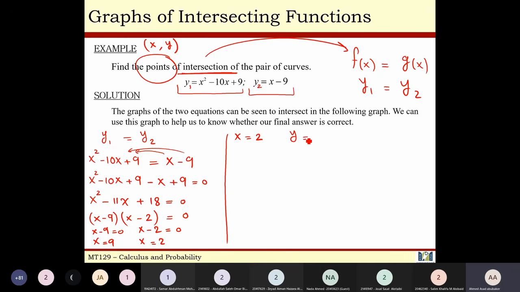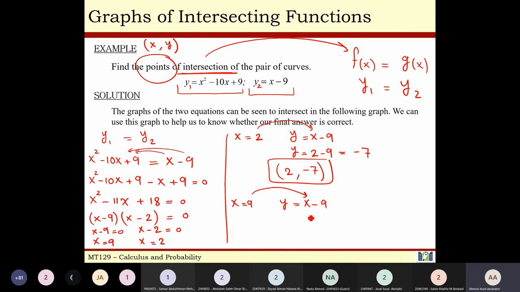So y2 equals x minus 9. Substitute x equals 2 in x, so we have 2 minus 9, which equals negative 7. So the first point is 2 and negative 7. At x equals 9 and y equals x minus 9, substitute 9 in x, so we have 9 minus 9, so y equals 0. So the second point is 9 and 0.